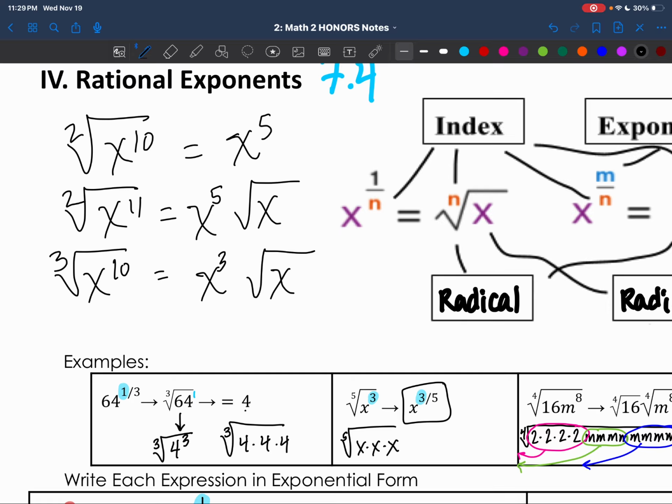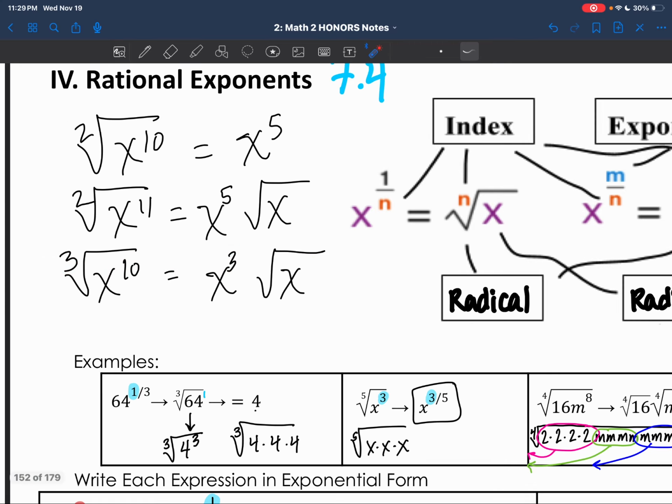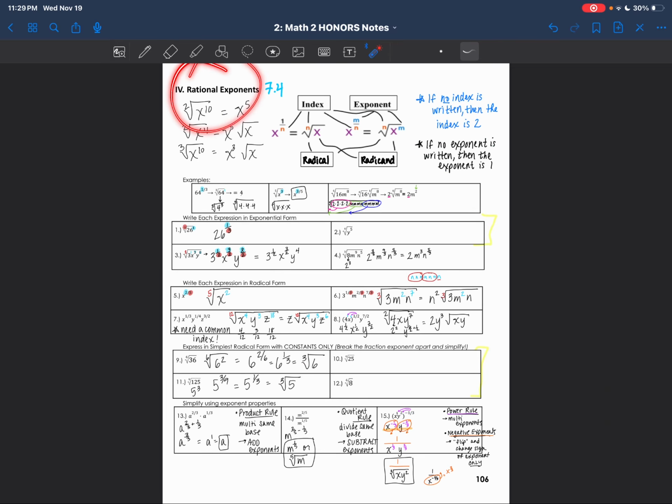There you go. So every time you get a group, if we have 11 over 5, you've got 5 groups, which would make 10 with 1 left over. Here, since your index is 3, you've got 10 over 3, so you have 3 groups with 1 left over. All right, and that is your rational exponents.